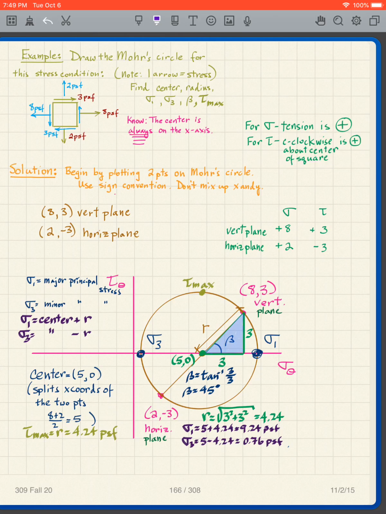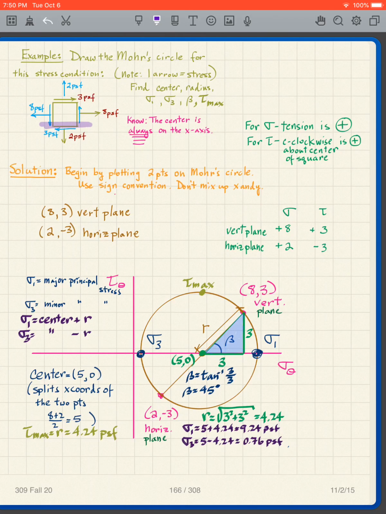So what do I mean by that? Well, if I take a point at the center of the square and on this vertical plane, what does that mean? Oh, it's going like that, counterclockwise. Counterclockwise is positive, so it's a positive 3. So for my sigma, I have positive 8. My tau, I have positive 3. Got this down. Now, let's look at the horizontal plane.